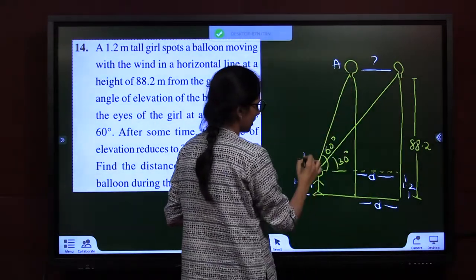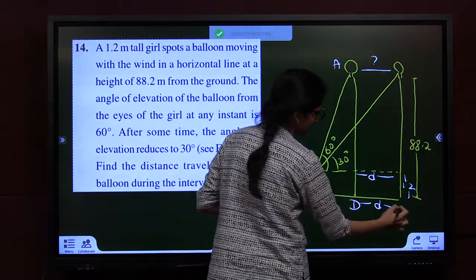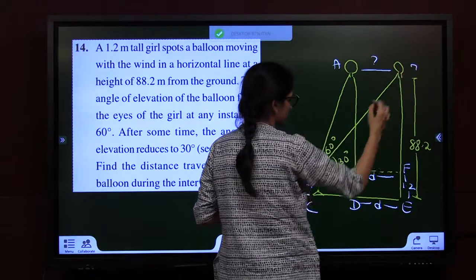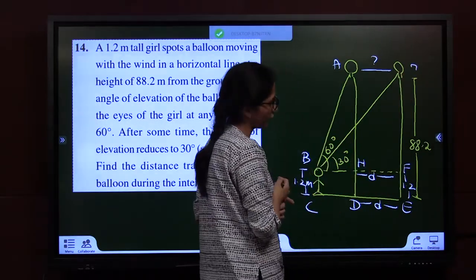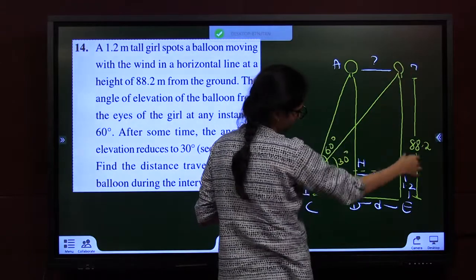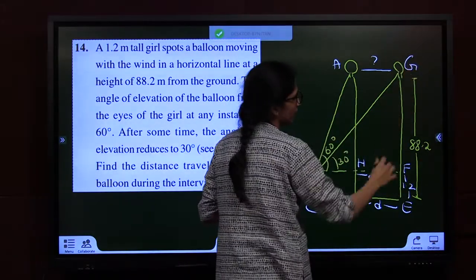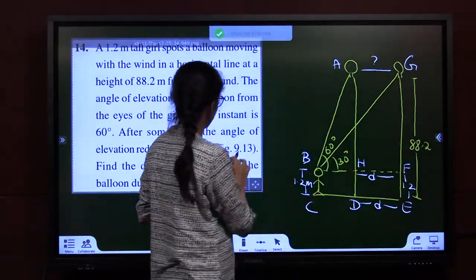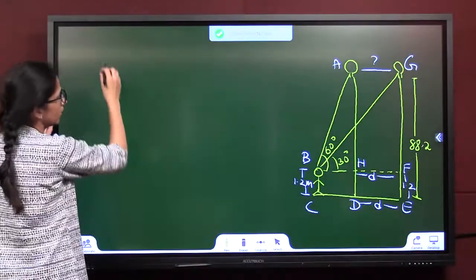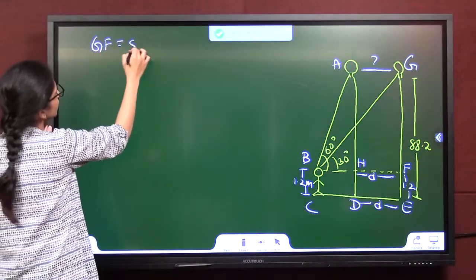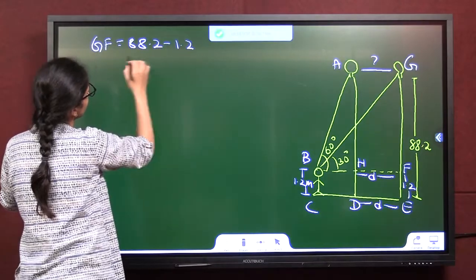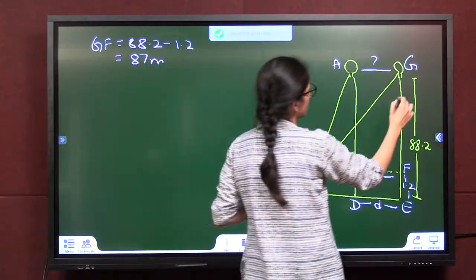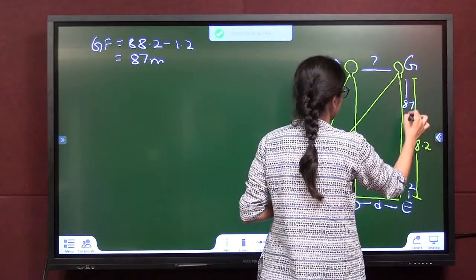Label the figure. A, B, C, D, E, F, G, H. I labeled all the points. How much will this be? E, F, G. How much will GF be? 88.2 minus 1.2. Agreed? Let's write it. So GF is equal to 88.2 minus 1.2. How much? 87 meters. So let's mark this as 87 meters.